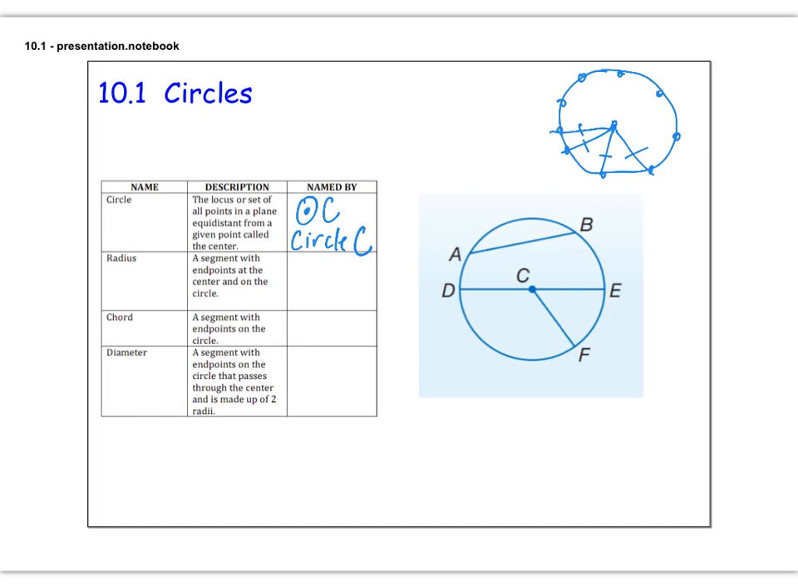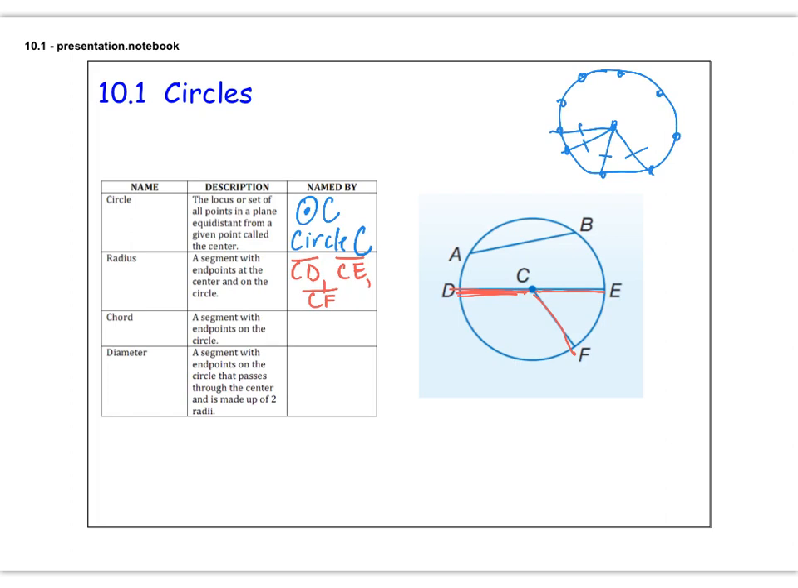A radius is a segment with endpoints at the center and on the circle. So a radius goes halfway across a circle. For instance, if I look right here on our picture, CE is a radius, CF is a radius, CD is a radius. It doesn't really matter what letter you put first. You could also call this same radius CD or DC. But it is a segment. So when you name a radius on a circle, you want to use the segment bar above it. So some examples are segment CD, segment CE, and segment CF. Those are all examples of segments that are on the circle, in this particular circle.